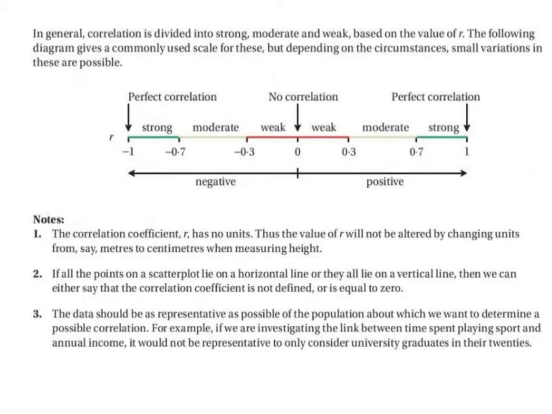The data should be as representative as possible of the population about which we want to determine a possible correlation. For example, if we're investigating the link between time spent playing sport and annual income, it would not be representative to only consider university graduates in their 20s.